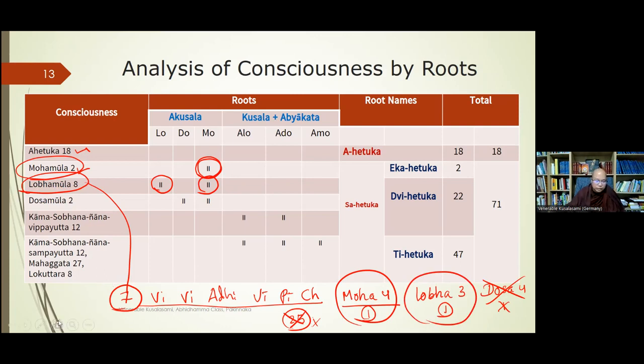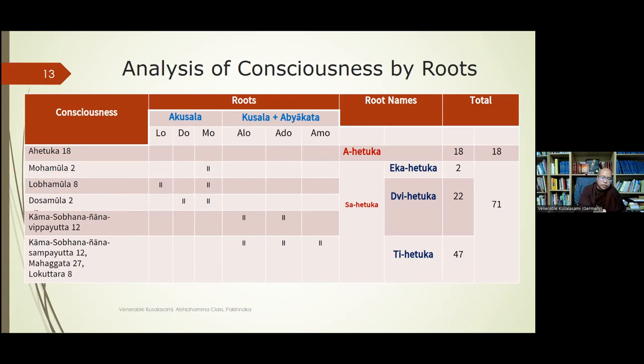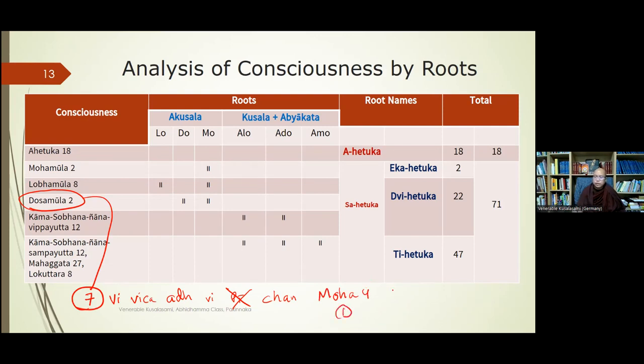Okay, so next is dosa mula, hatred-rooted consciousness. This one also, let's see. 7 universals and vitaka, vichara, adhimokha and viriya. Piti? How about piti? No. Chanda, yes. And how about the moha group? Yes or no? Yes. And 1 root you have. And lobha group, no.